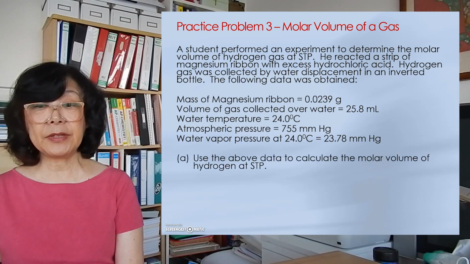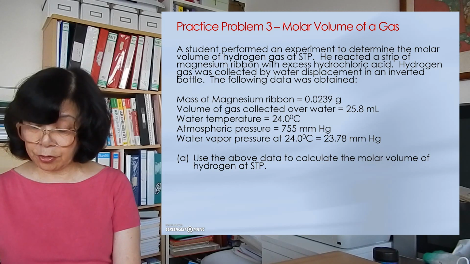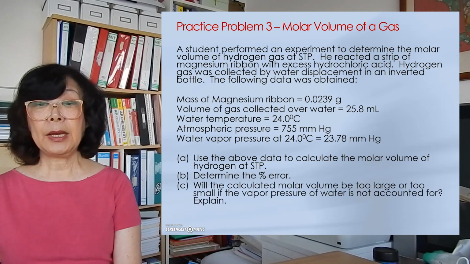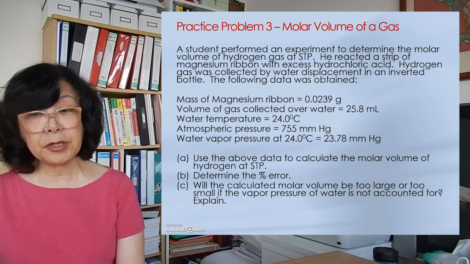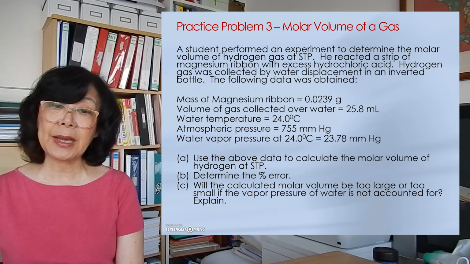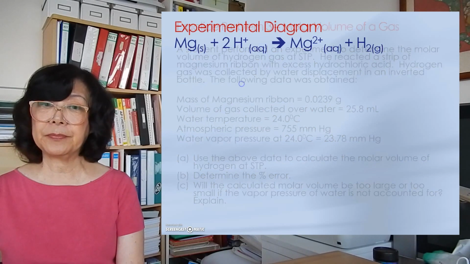Now use the above data to calculate the molar volume of hydrogen at STP. Determine the percent error, and will the calculated molar volume be too large or too small if the vapor pressure of water is not accounted for? Explain it.